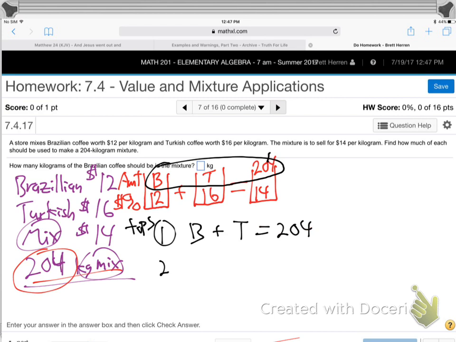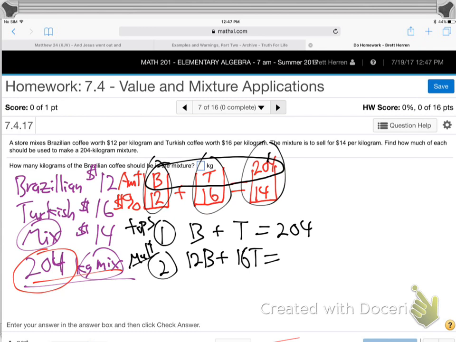Second equation comes from multiplying. Top times bottom. B times 12, 12B. 16T. And 14 times 204. So what is that? 2856. Thank you. Okay, so there's our two. Everybody good with that? See how you get the two equations out of a mixture? Top, top, top, and multiply, multiply, multiply.